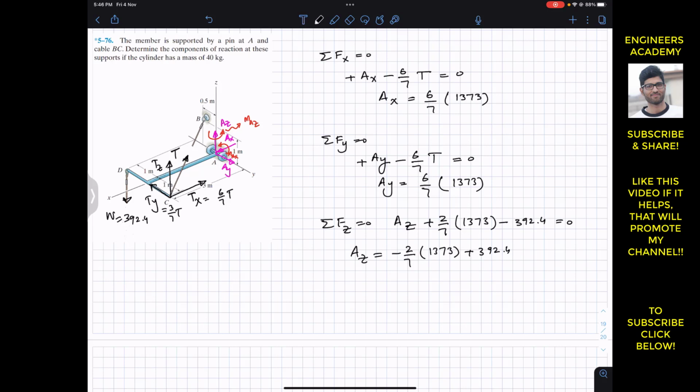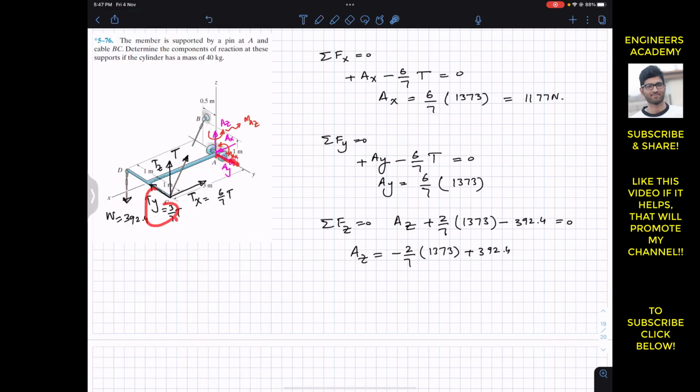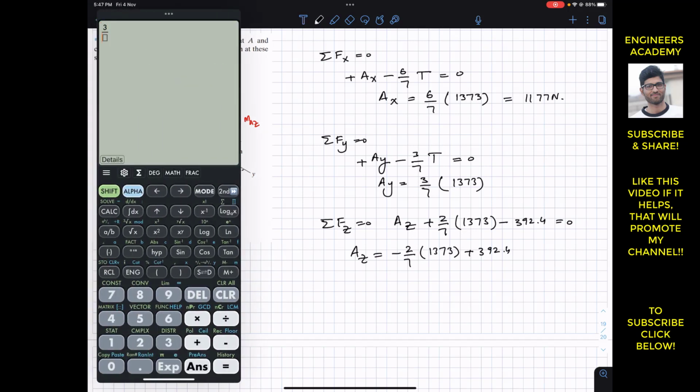So let's find ax first. ax is 6 multiplied by 1373 divided by 7. This gives us ax equal to 1177 Newton approximately. ty is 3 divided by 7. This is not 6 divided by 7, right? This is 3 divided by 7. So now we have 3 divided by 7 into 1373. This gives us 588. So ay is approximately 588 newtons, and similarly using this we can find az.